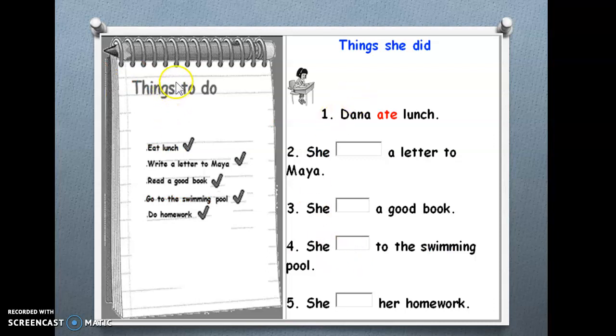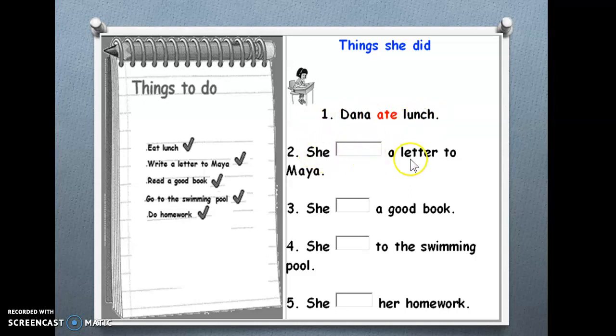Let's practice. Here we have Dana's to-do list. Now here we have some activities that she has to do. For example, eat lunch, write a letter to Maya, read a good book, go to the swimming pool, do the homework. And here we are going to say the things that she did. For example, here we have ate lunch. Number 1, Dana ate lunch.